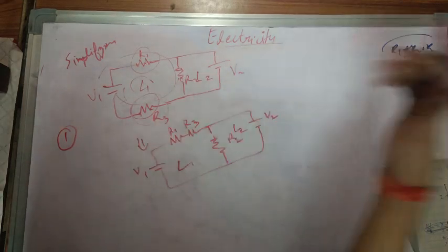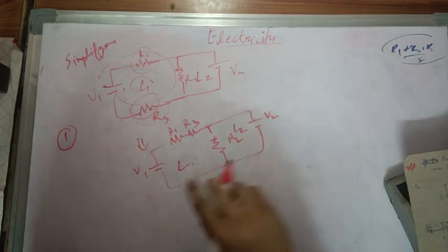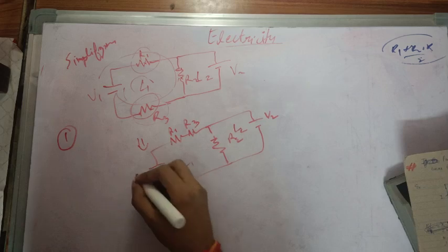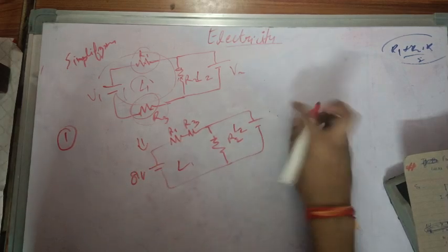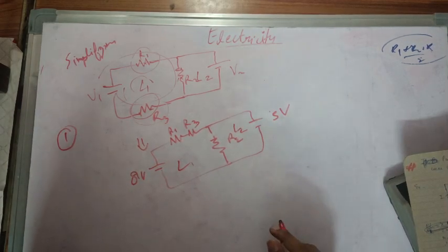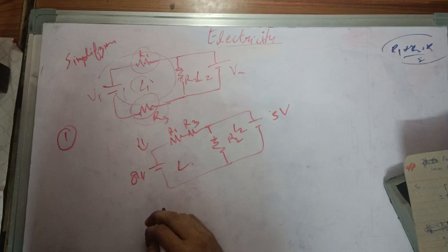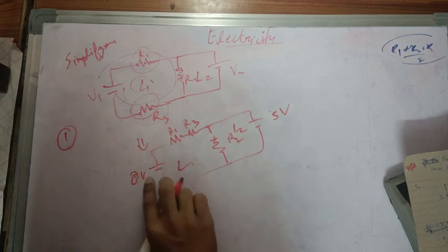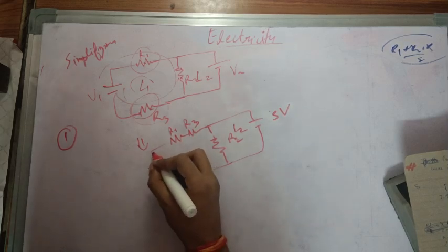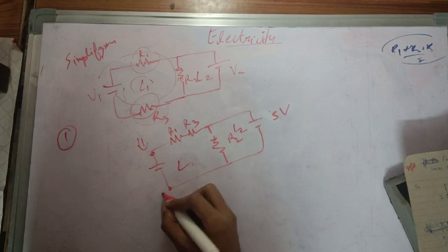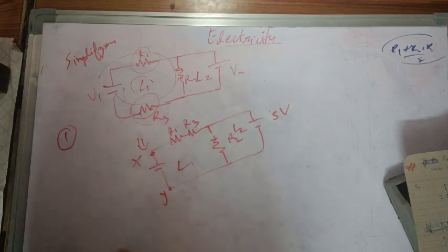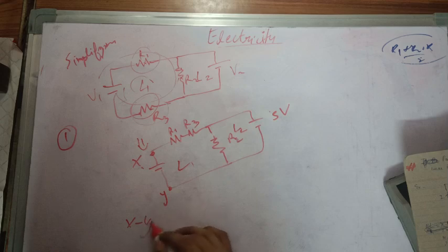Now I can take the nodal analysis. Let's say this is 8 volt and this is 5 volt. Now what I can do is that this 8 volt can be written as, let's say, X potential here and Y potential here. So X minus Y is equal to 8 volt.